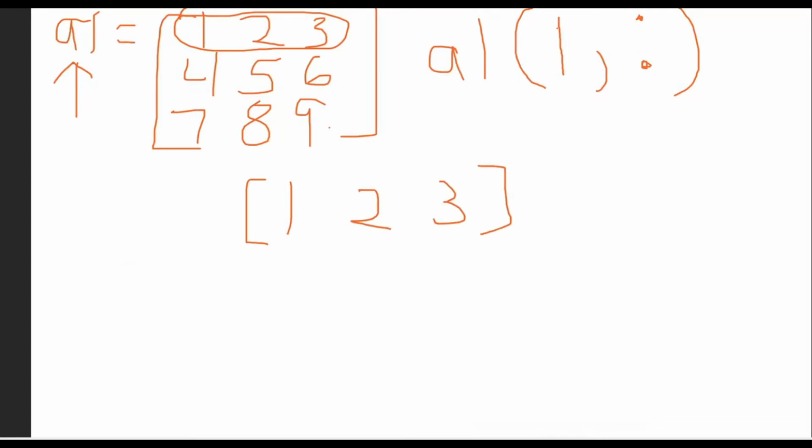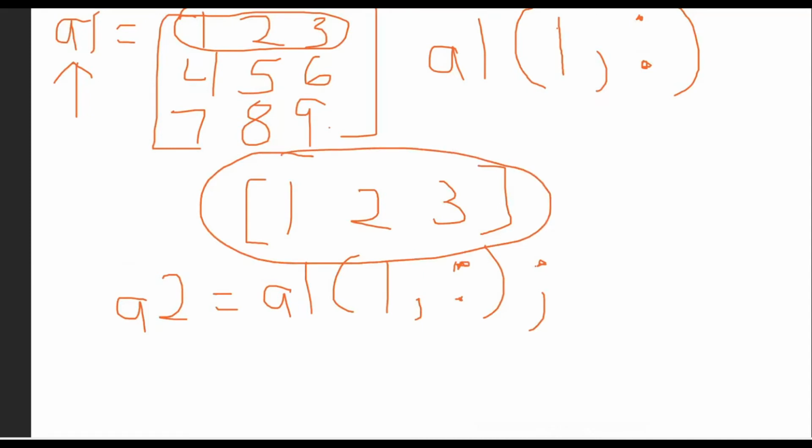So essentially what I would do in MATLAB is I would say, let's call this A2. A2 is equal to A1 of, give me the first row and all columns. Because you need all columns for the first row, right? And then do semicolon. And that should give you this thing here. Simple enough, right? Let's look at another example.